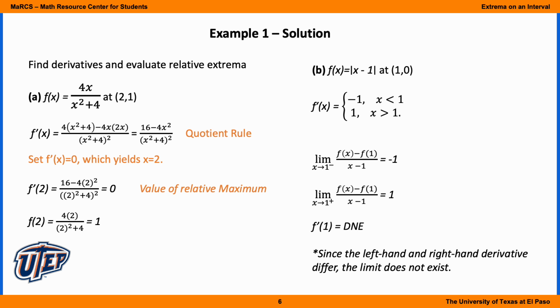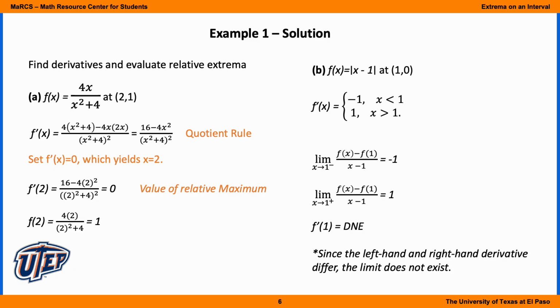So that checks out. Now to find the y value of our relative extrema, we will plug in our x value, 2, into our original function. So we'll do f of 2, and that yields 1. So that is how we got the coordinate (2, 1) for our relative extrema.